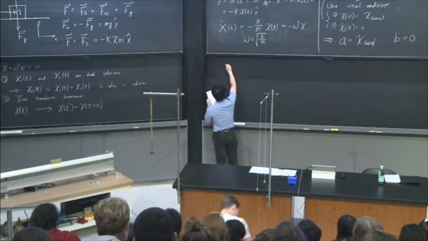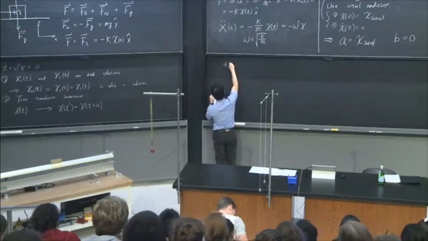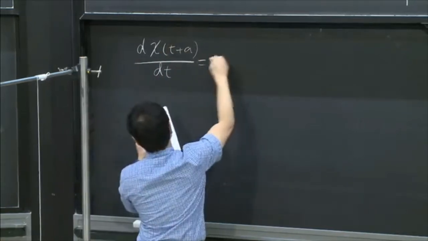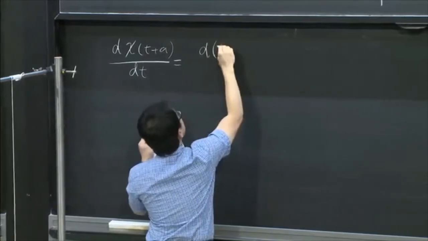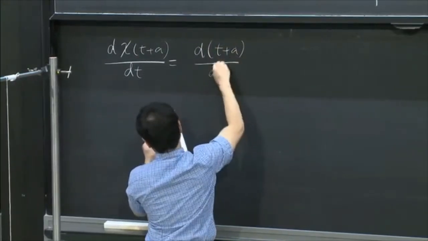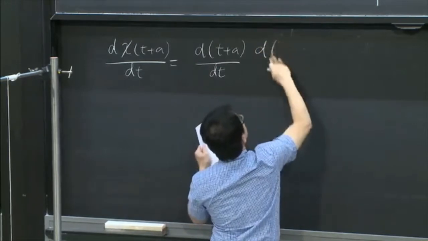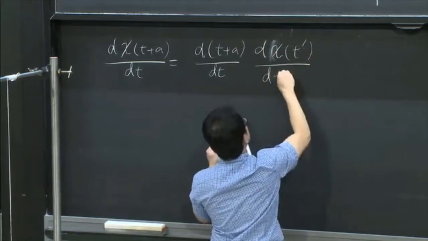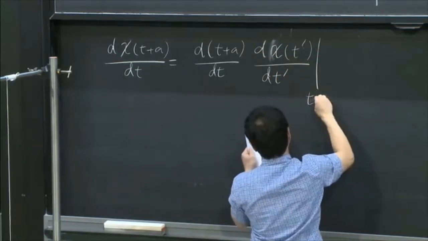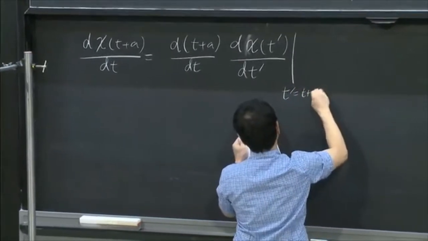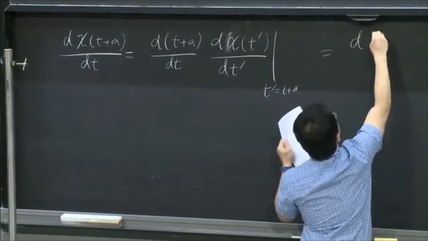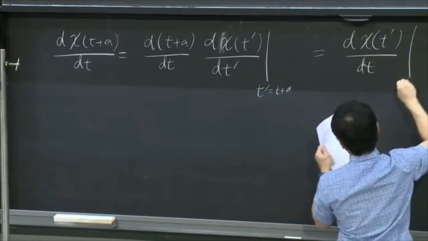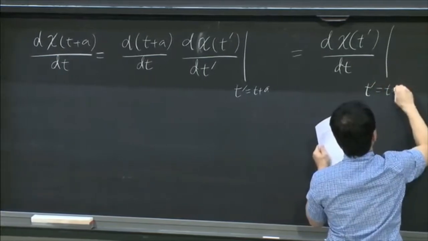This is actually because of the chain rule. If you have the chain rule, dx(t+a)/dt is equal to d(t+a)/dt times dx(t')/dt', evaluated at t' equal to t plus a, and that is equal to dx(t')/dt' at t' equal to t plus a.